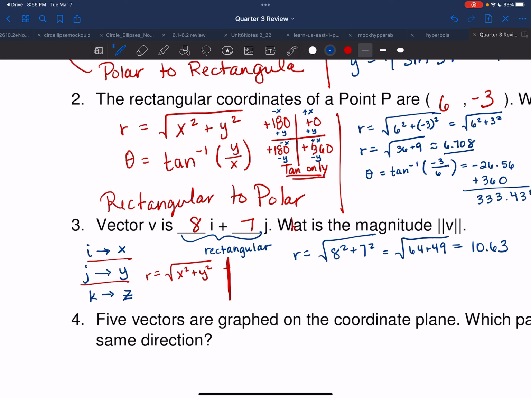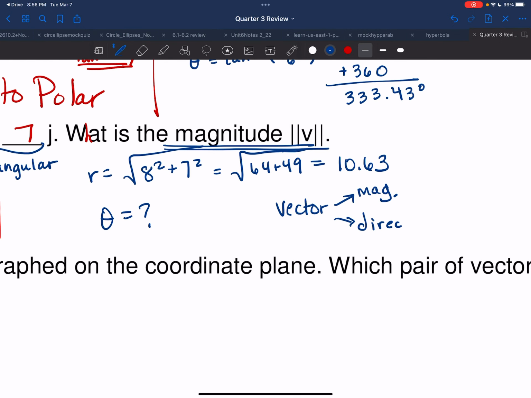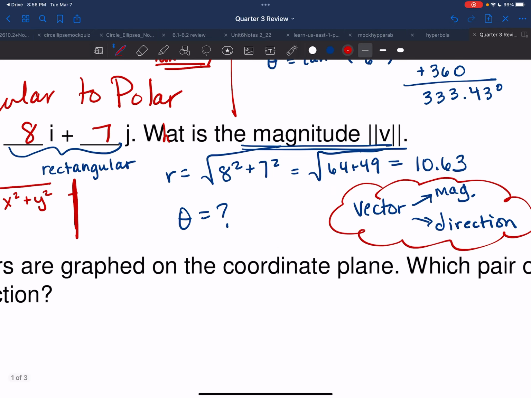We're done. Now, why didn't I get the angle? Why didn't I go ahead and pursue that? It just asked me for the magnitude. Remember, a vector has 2 components. It has the magnitude and it has the direction. So those are the 2 parts that make up a vector. So if it's just asking for the magnitude, all you have to do is solve for r. That's all it's asking for. And we did that. It's 10.63.